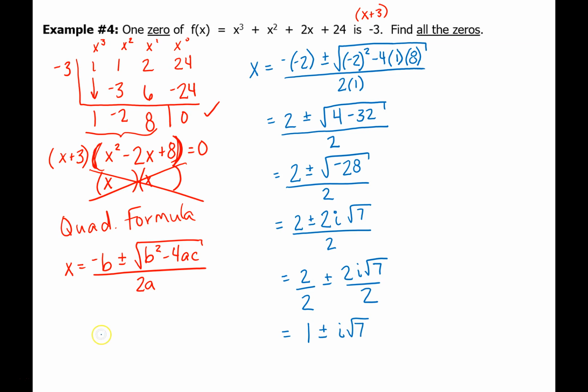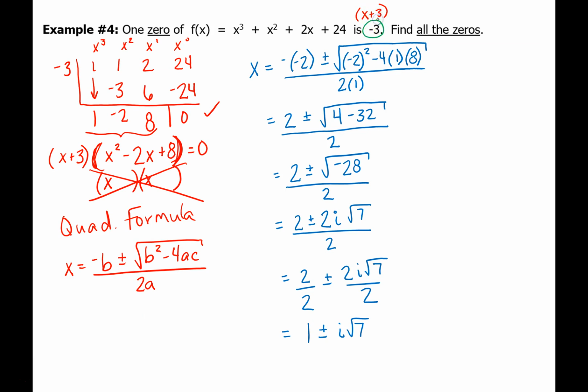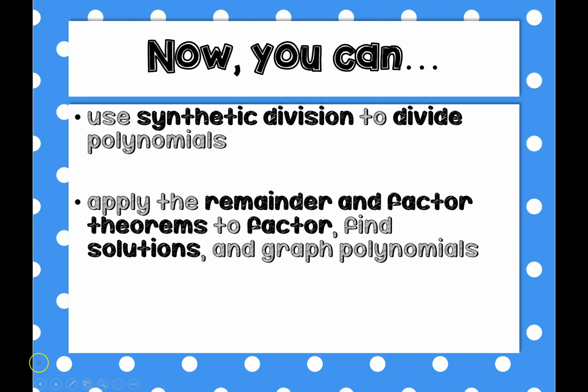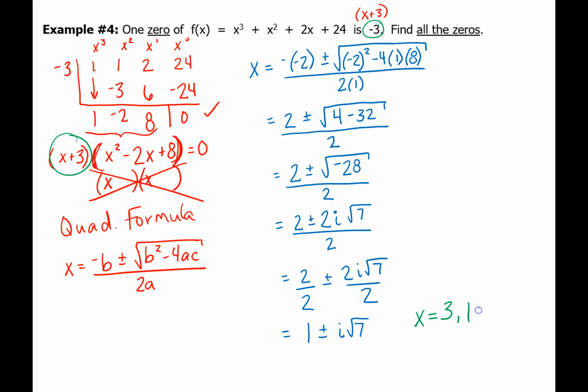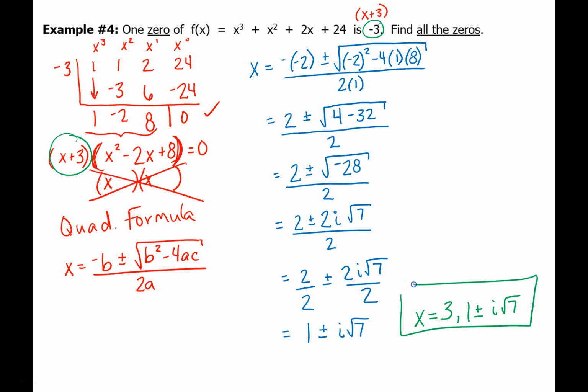So now, putting together what we have, remember our goal was to figure out what the solutions were, the zeros. So I knew one of my zeros from the beginning. It was this x is equal to negative 3. Remember, that's where that factor came from. So my final solutions are the negative 3 that I was given, and also the 2 solutions that I found with quadratic formula, 1 plus i square root of 7 and 1 minus i square root of 7. All right, so there are my zeros for that one.